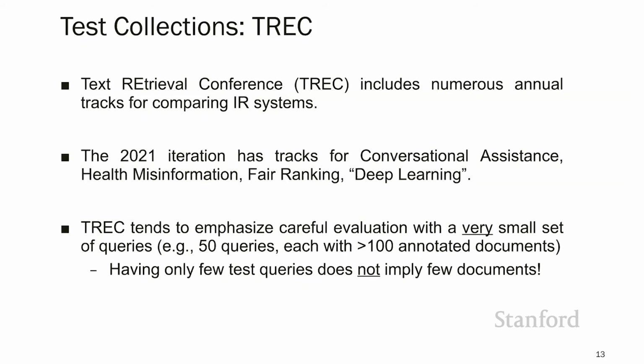Each TREC campaign emphasizes careful evaluation with a very small set of queries. So just 50 queries is a very typical size, actually. But TREC extensively judges many, many documents, possibly hundreds of documents or even more for each query here. So you can imagine an alternative, which we'll look at next, where you have lots of queries, but you only judge a very small number of key documents for those queries, with the intention that the performance that you get will average out over a large enough set of queries.